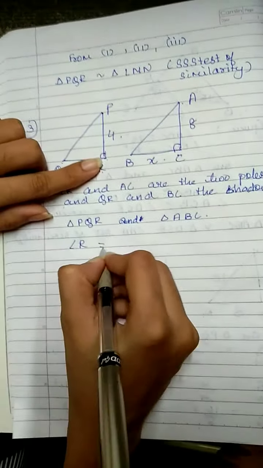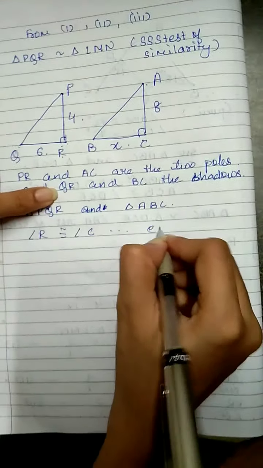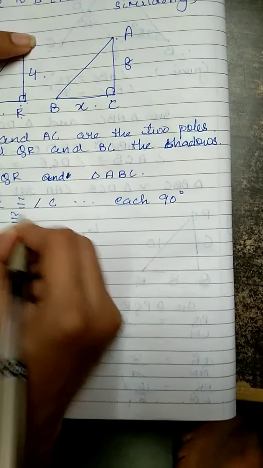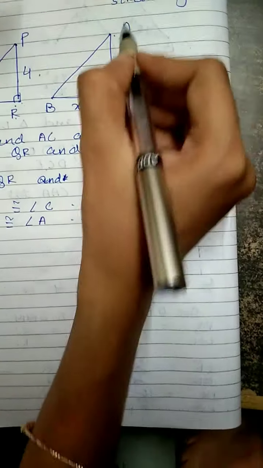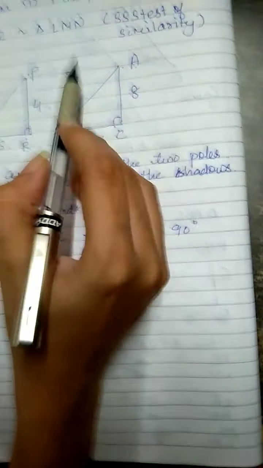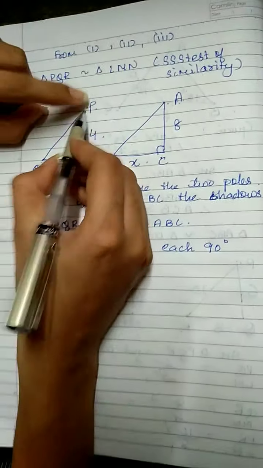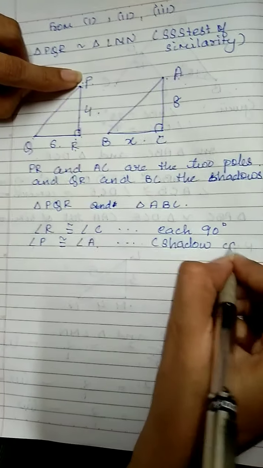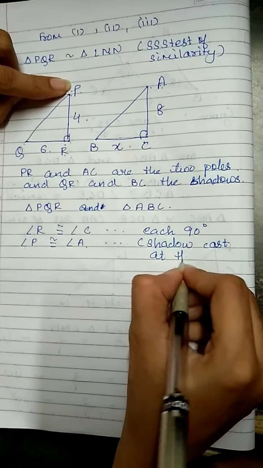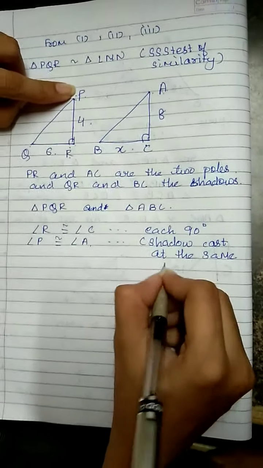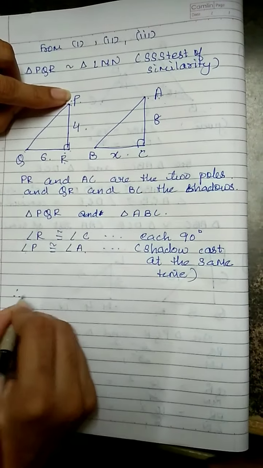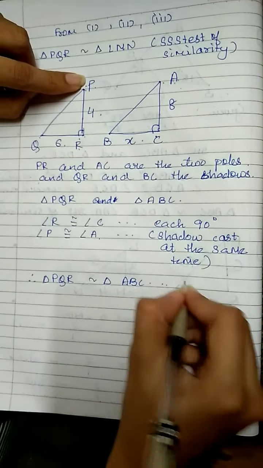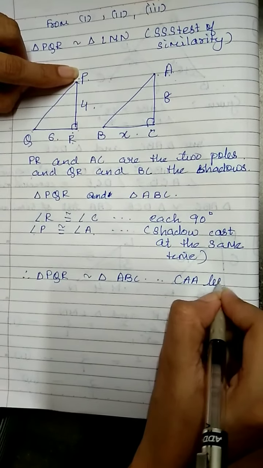Angle R is congruent to angle C, each 90 degrees. Angle P is congruent to angle A. Why? Because the shadow is cast at the same time, therefore the angles are congruent, that is, angle P is congruent to angle A. Shadow cast at the same time, therefore triangle PQR is similar to triangle ABC by two angles, therefore AA test of similarity.